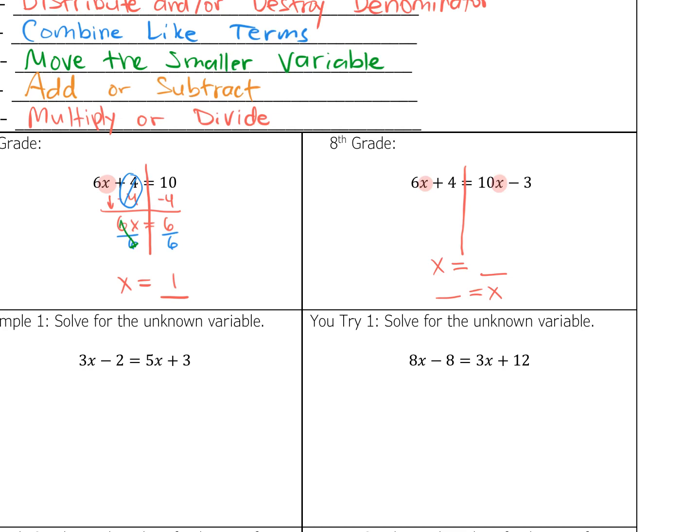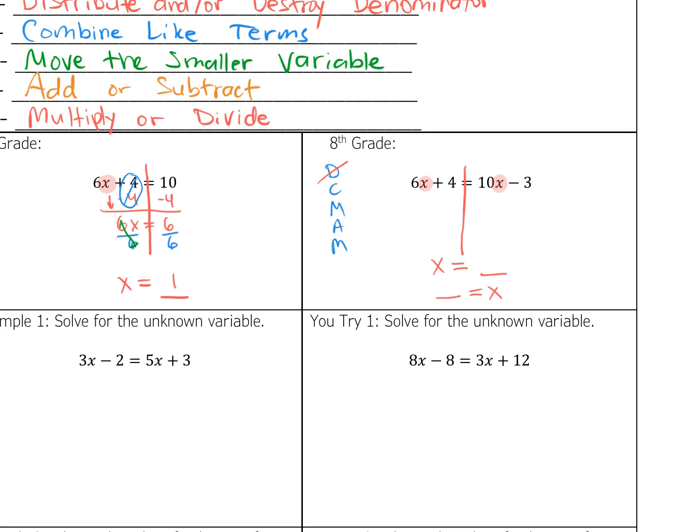So the way that we do this is by using DC-MAM. Every problem, I'm going to use this method to help me solve these problems. So if I go through this checklist, that first letter D means distribute and/or destroy denominator. I don't see any parentheses, so that means I can't distribute, so I'm going to cross that out.